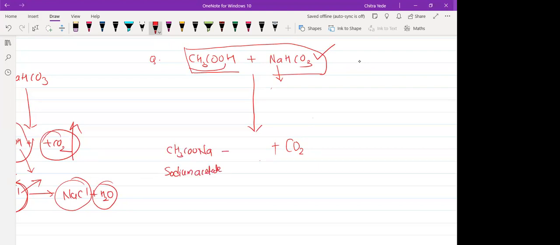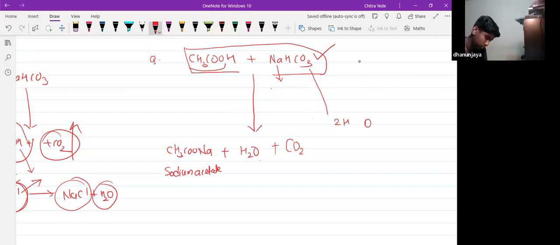Okay, carbon dioxide, and see here we have one hydrogen, from here one oxygen, and here one hydrogen. So two hydrogen and one oxygen. What will they form? H2O. So we are going to have H2O here. Yes. So now this is the reaction, beta, for your question.